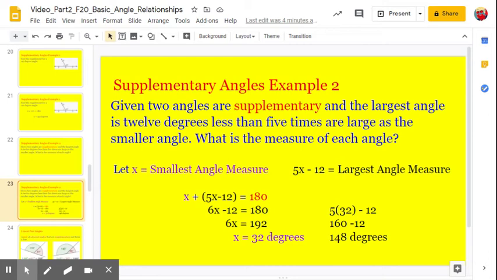Then we would solve this. We combine like terms. We get 6x minus 12 equals 180. We'd solve and end up getting x is 32 degrees. And then if we want to know the measure of each angle, well, x is the smallest angle, so that's what we defined it. So the smallest angle is 32, but they asked us what's the measure of the largest angle. We either go 180 minus 32, or we can substitute into our expression, right? 5 times 32 minus 12, and we end up getting 148 degrees.